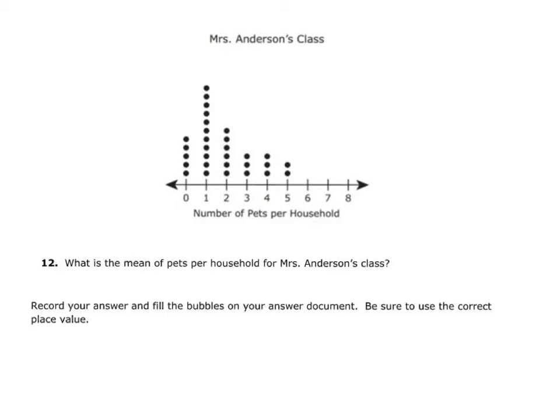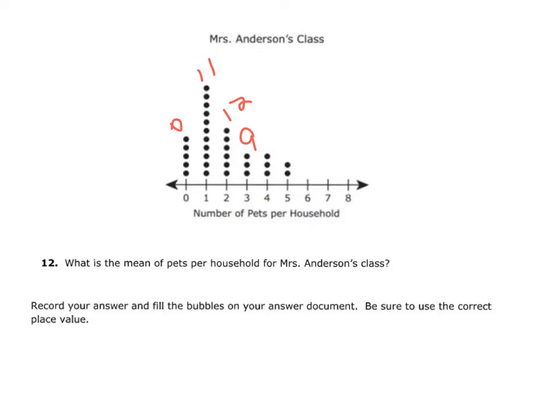Okay, on this next one, number 12 says, what is the mean of pets per household for Mrs. Anderson's class? So you were supposed to use the dot plot from number 11, then record your answer in the bubble sheet. Basically, because we are going to add them all up, we are going to go ahead and find out how much that is. So I know 0 times 5 is 0. I have 11 times 1 is 11. I have 6 times 2 is 12. 3 times 3 is 9.